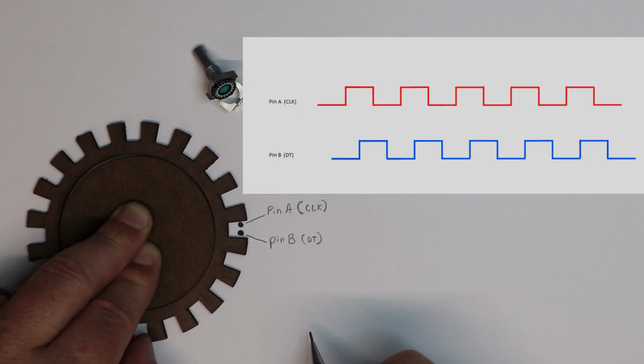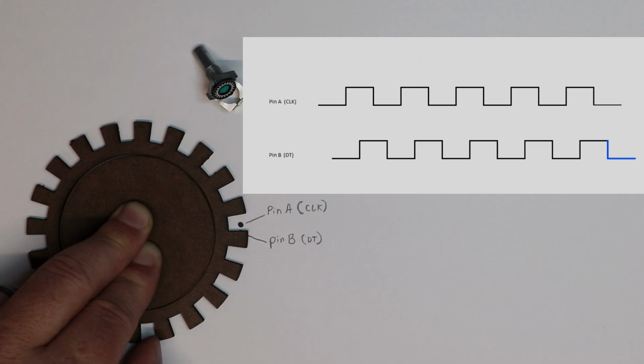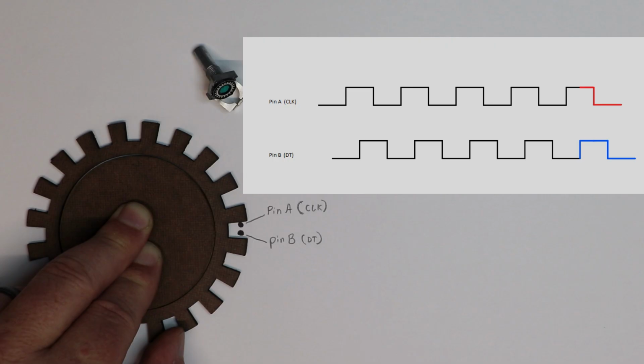So if we go counterclockwise, that's actually reverse. We can look at it from the other side of the square wave here. Pin B is going to go high, then pin A is going to go high, then pin B is going to go low, then pin A is going to go low.